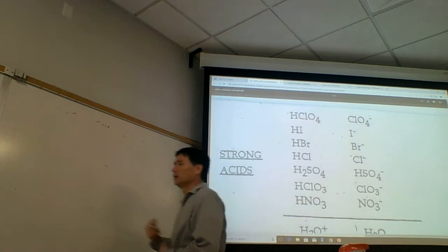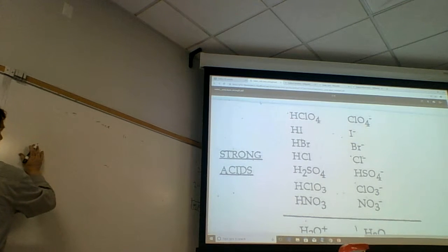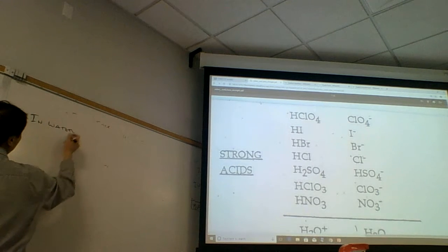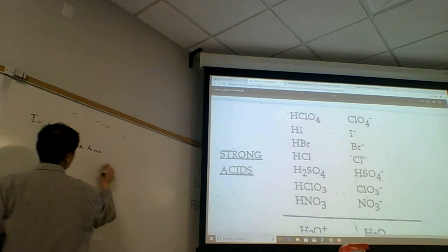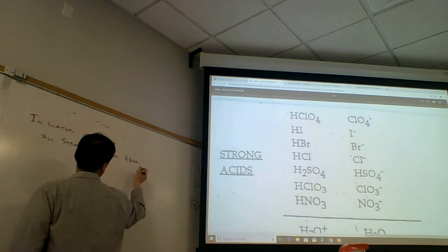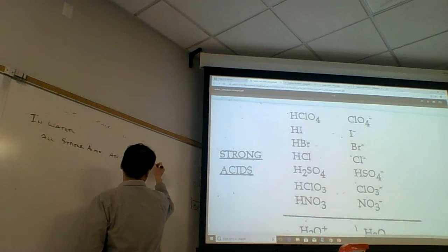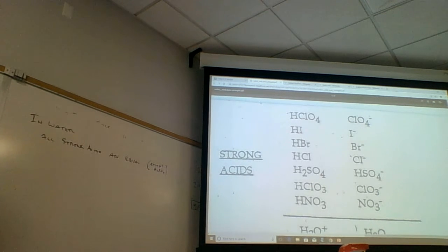And this is this. In water, all strong acids are equal. Except for H2SO4, which is just a hair stronger.